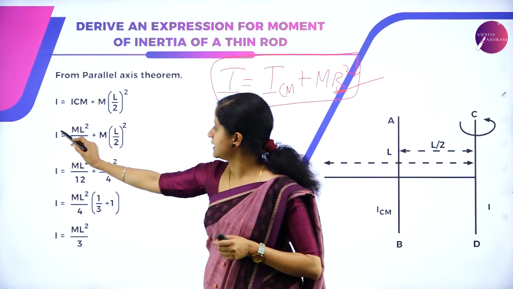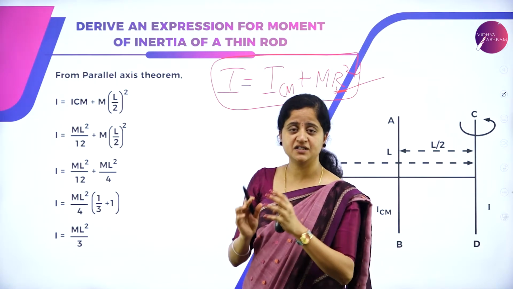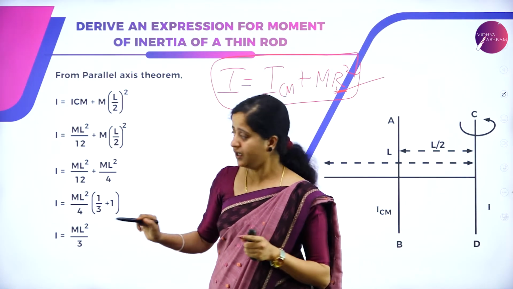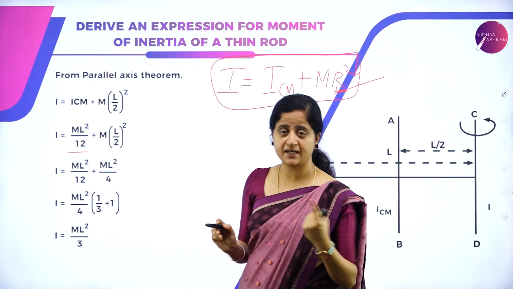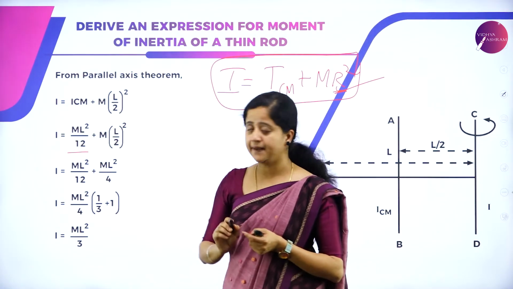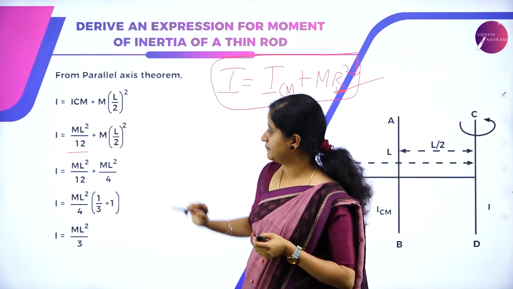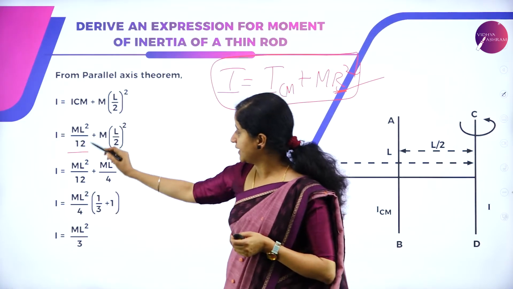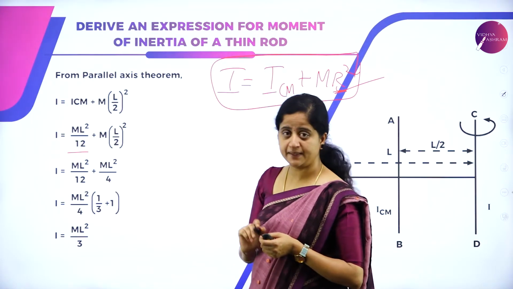So we can write I is equal to, what is the moment of inertia about the center of mass for a thin rod? You can go back to the chart and get this value. It is given by ml square divided by 12 plus m into L by 2 the whole square, or we can write it as ml square by 12 plus m into L square divided by 4.